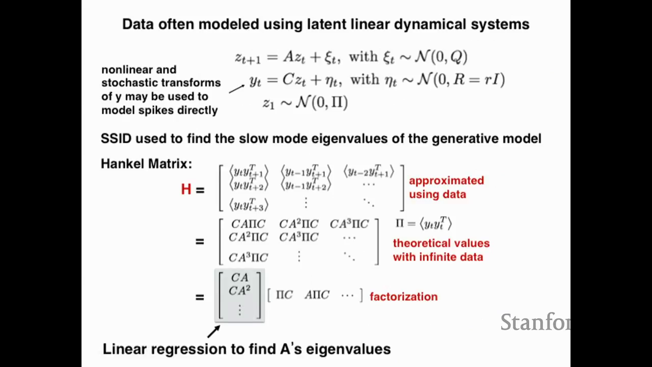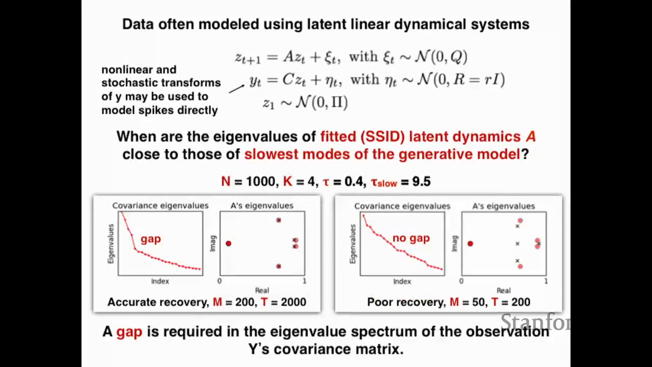Okay? So there are interesting methods for fitting these using subspace identification that leads to Hankel matrices. You do low-rank decompositions of these Hankel matrices, and there's some nice random matrix theory you can apply to these. But let me just tell you the answer, okay?